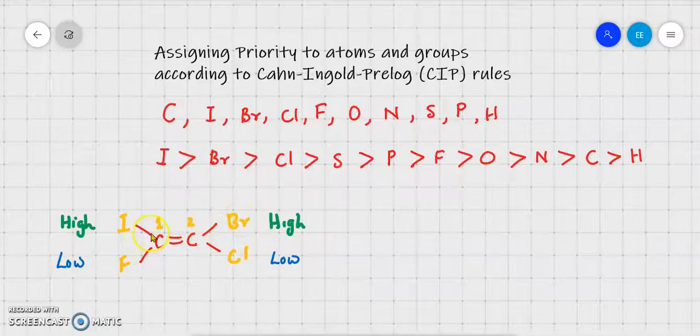Then we compare the positions of the high priority groups. If the high priority groups on carbons 1 and 2 are on the same side of the double bond, we give the configuration as Z.